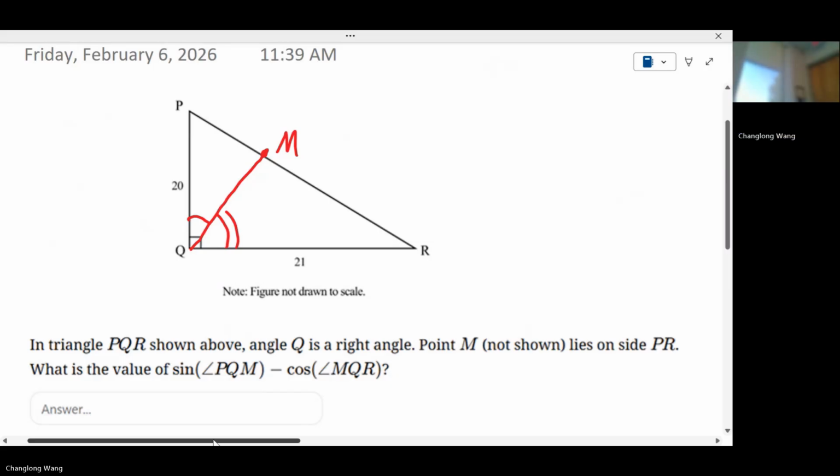But could you repeat the most important part of the reasoning? Why these two... sine of this angle, which is PQM, right? Sine of this angle is equal to cosine of that angle. Why is that? It's going to be some very special relation between these two angles.